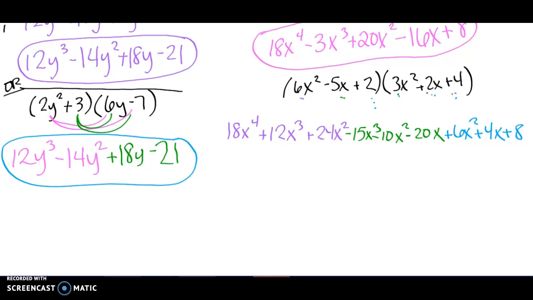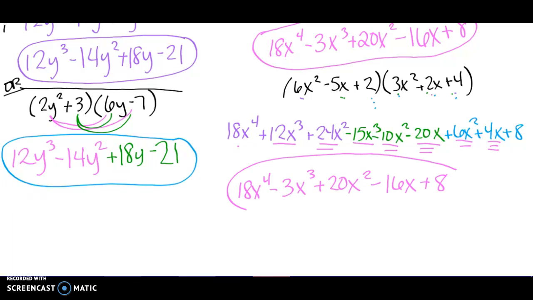And then we combine our like terms. So nothing like the 18x to the 4th. It comes down. Cubed, and cubed, so 12 minus 15. And then x squared, x squared, x squared. So 24 and 6 makes 30, minus 10 is 20, x squared. And negative 20x plus 4 is a negative 16x, and nothing like the 8. Final answer.